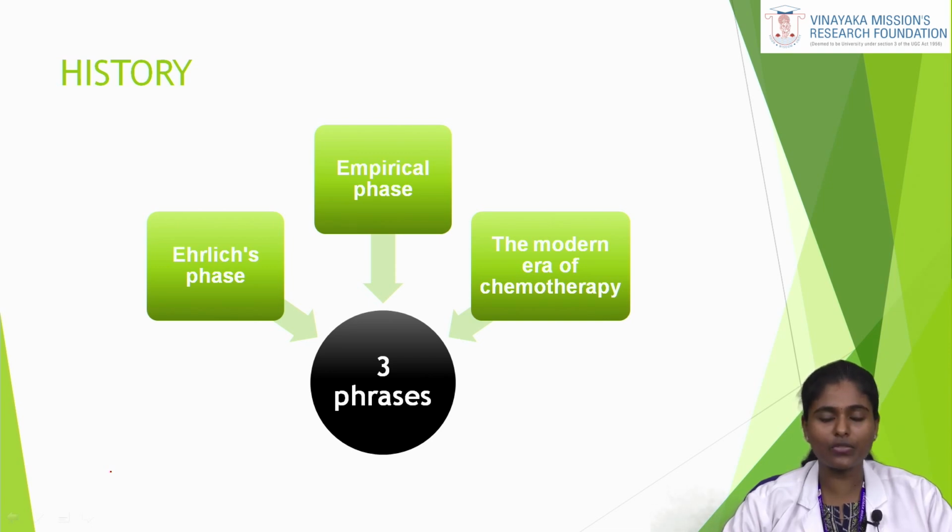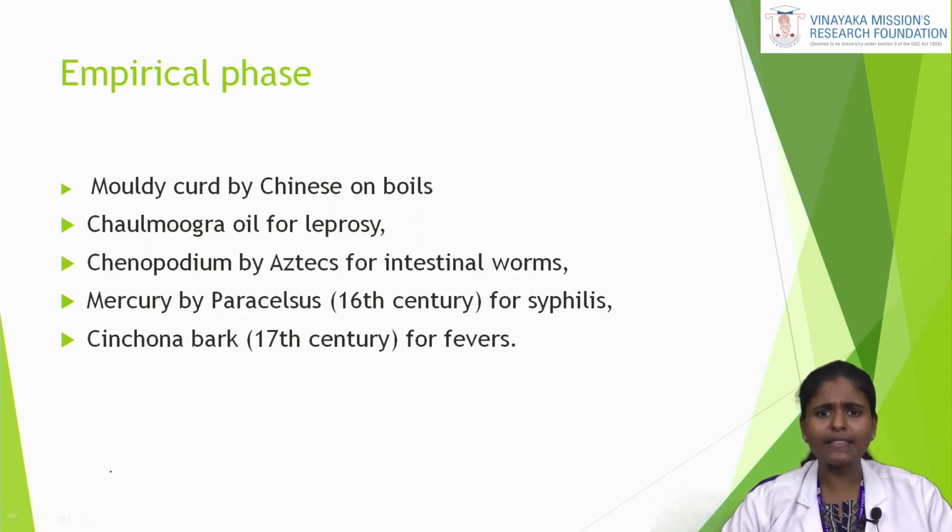One is the pre-Ehrlich phase, followed by the Ehrlich empirical phase and the modern era of chemotherapy. In the first phase, some naturally occurring plant extracts were used, in which moldy curd by the Chinese for the treatment of boils, Chaulmoogra oil for epilepsy, Chenopodium by the Aztecs for intestinal worms, mercury by Paracelsus in the 16th century for syphilis, and Cinchona bark in the 17th century for fevers.